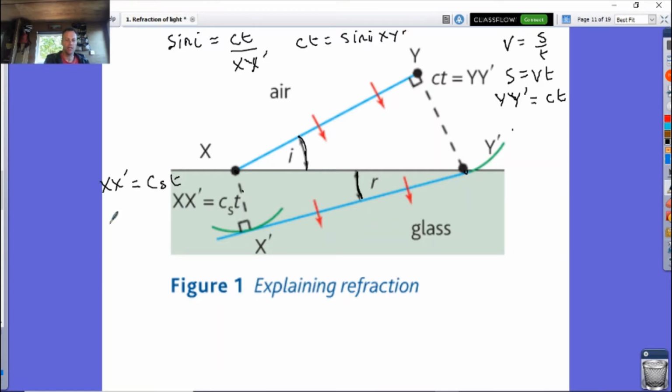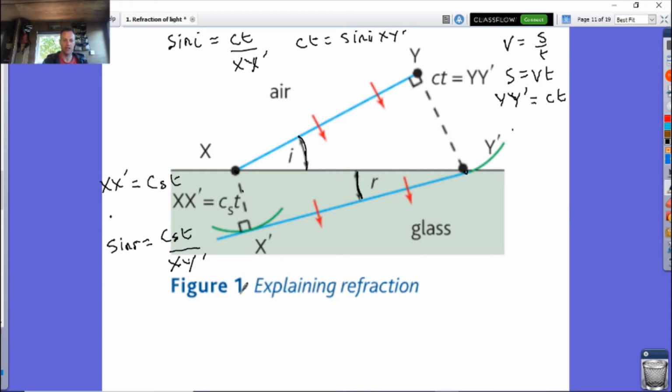Taking this equation now, I can write down on this one, sine r, which is going to be your angle of refraction here. It's going to be the opposite, which is cs t, divided by the hypotenuse, and it's going to be a common hypotenuse, XY dash. So taking these two equations, you can probably see where it's going now.